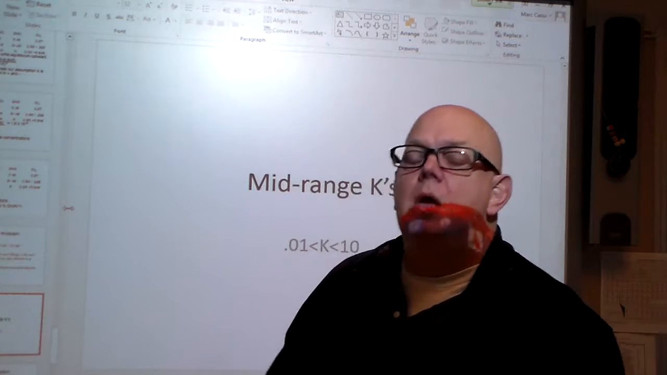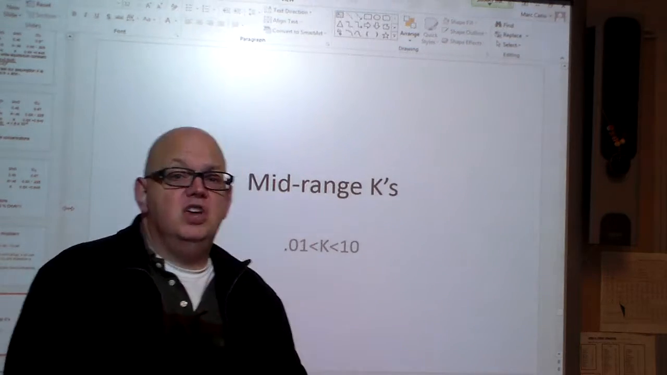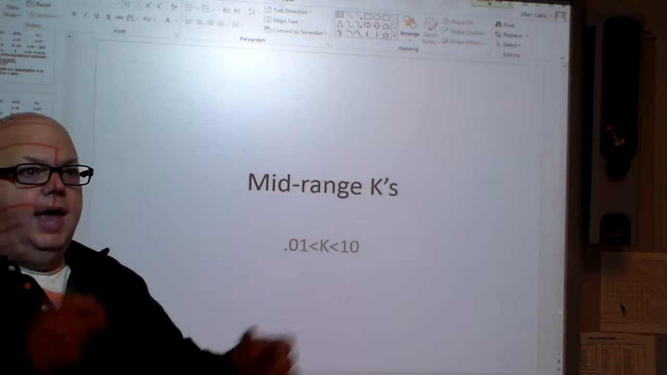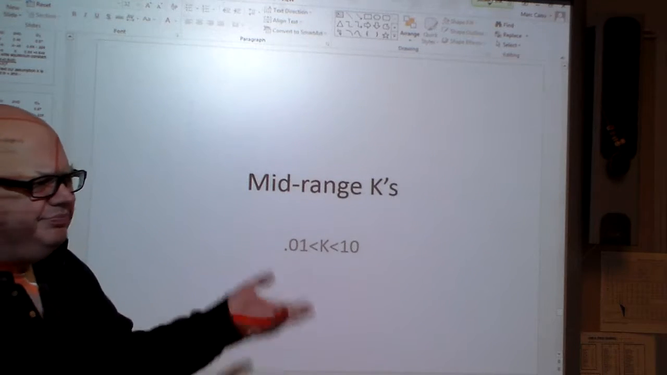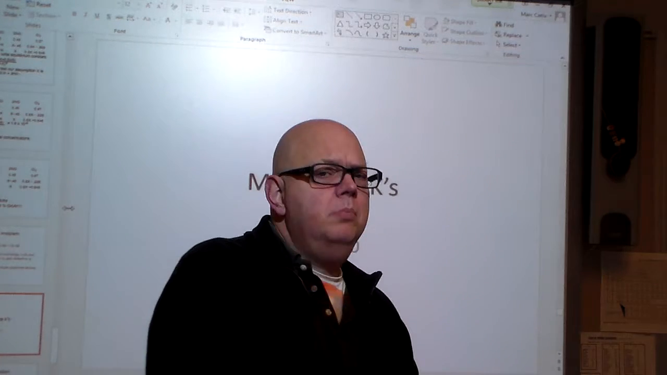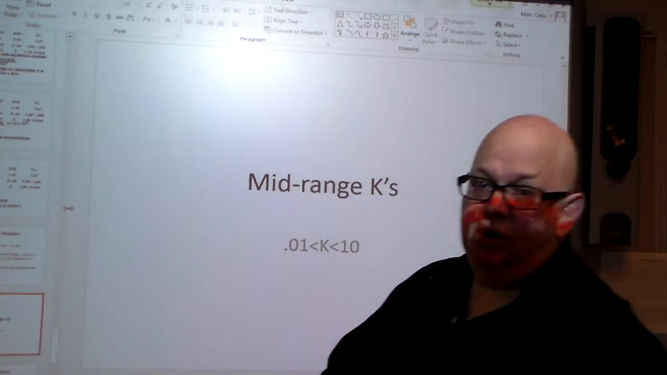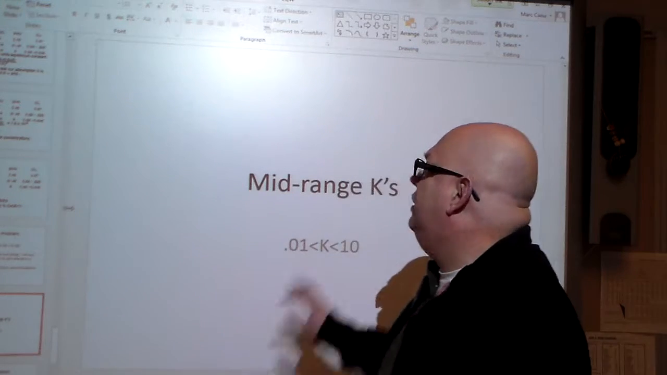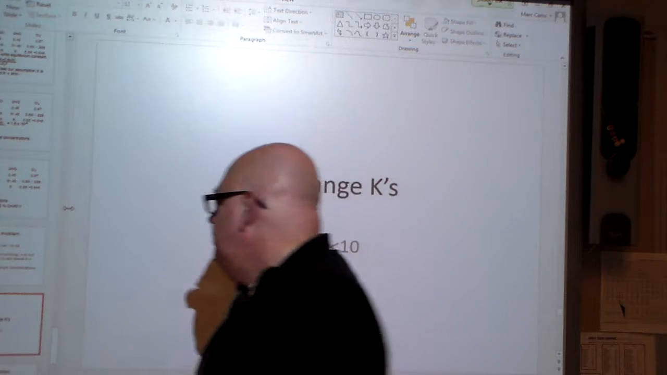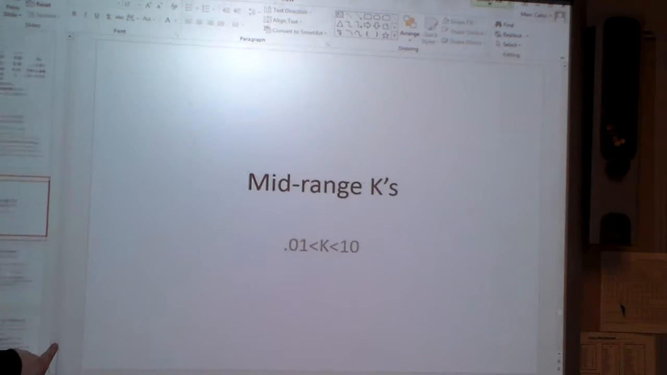Part 4. Okay, this is the last section of chapter 13. We've been talking about equilibrium. We have gone through a number of problems looking at K, our equilibrium constant, at different values. So we're looking here at the mid-range Ks for this.